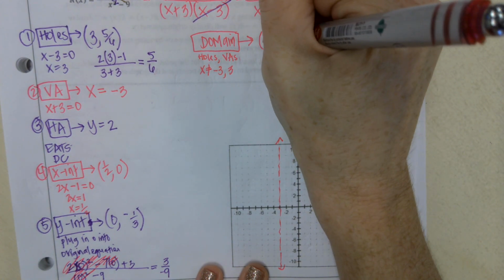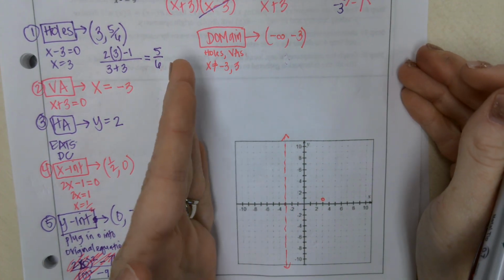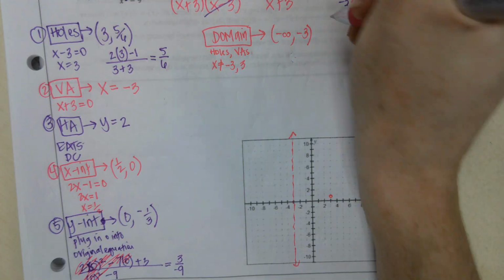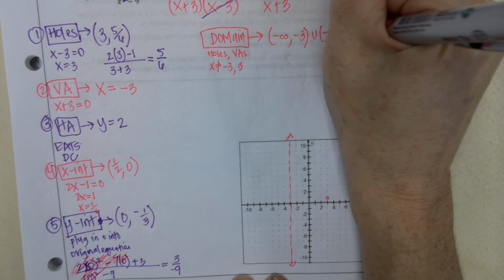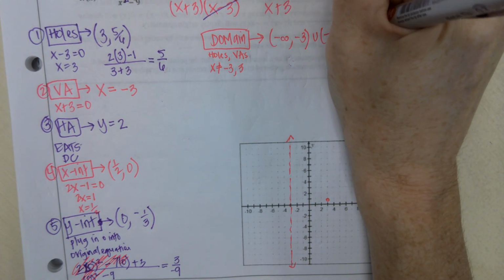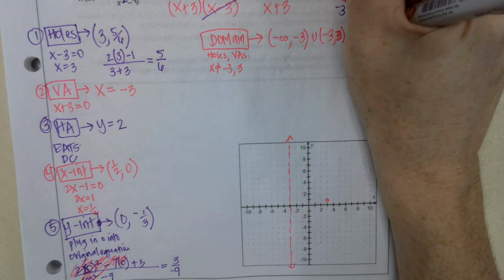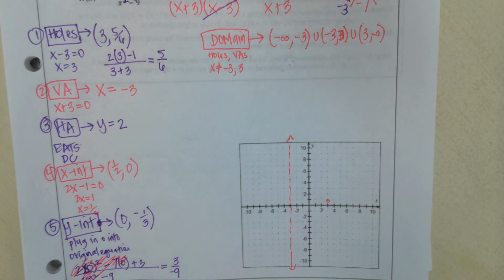So x cannot equal negative 3 or positive 3. That gives me a domain of negative infinity to negative 3. It goes from the left until I get to this asymptote, and then from the asymptote to the hole, right here, I go from negative 3 to 3. And then on the other side of that hole, it goes to infinity.